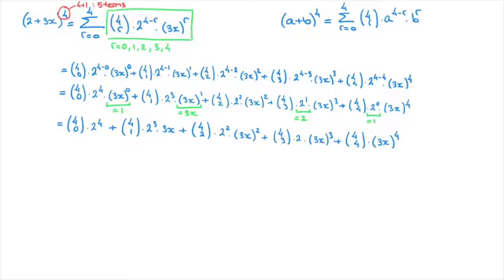Well, looking at this, we see that we have 2 to the power of 4, and that's equal to 16. We also have 2 to the power of 3, which is equal to 8, and 2 to the power of 2, which equals 4. Using those results, we can now rewrite this in an even simpler form, which looks like this.